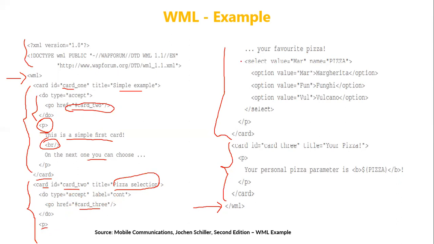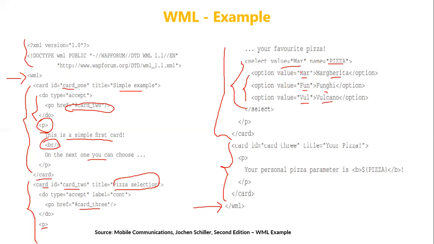Here we are using a select box, select value equal to MAR, name equal to pizza. MAR is one type of pizza. Here we are creating three different options. Option value MAR, which is margarita. Option value fun, which is fungi. Option value VUL, which is volcano. So these are the three different types of pizza you are providing as options.